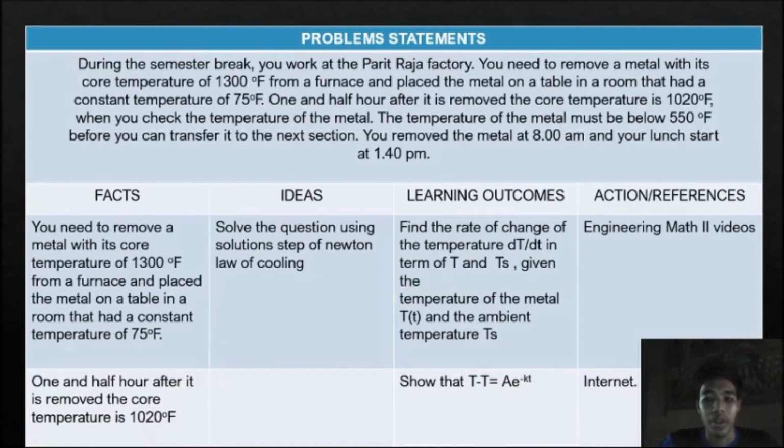So we go next to the ideas. The idea is to solve the equation using the solution steps of Newton's law of cooling.